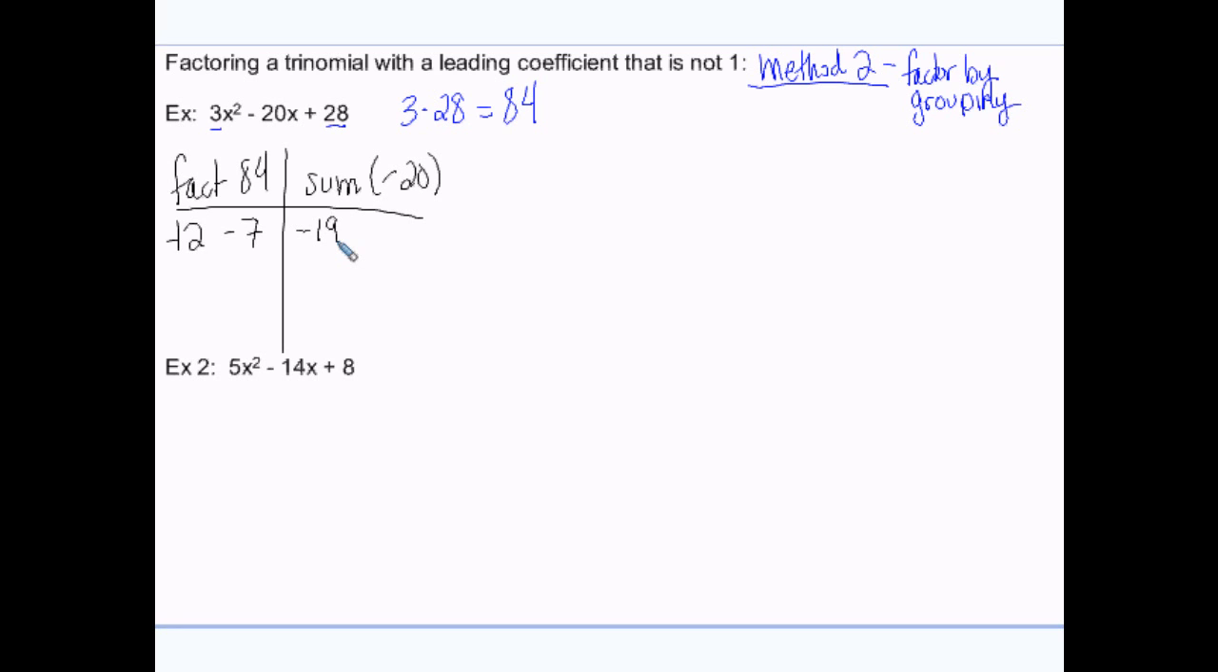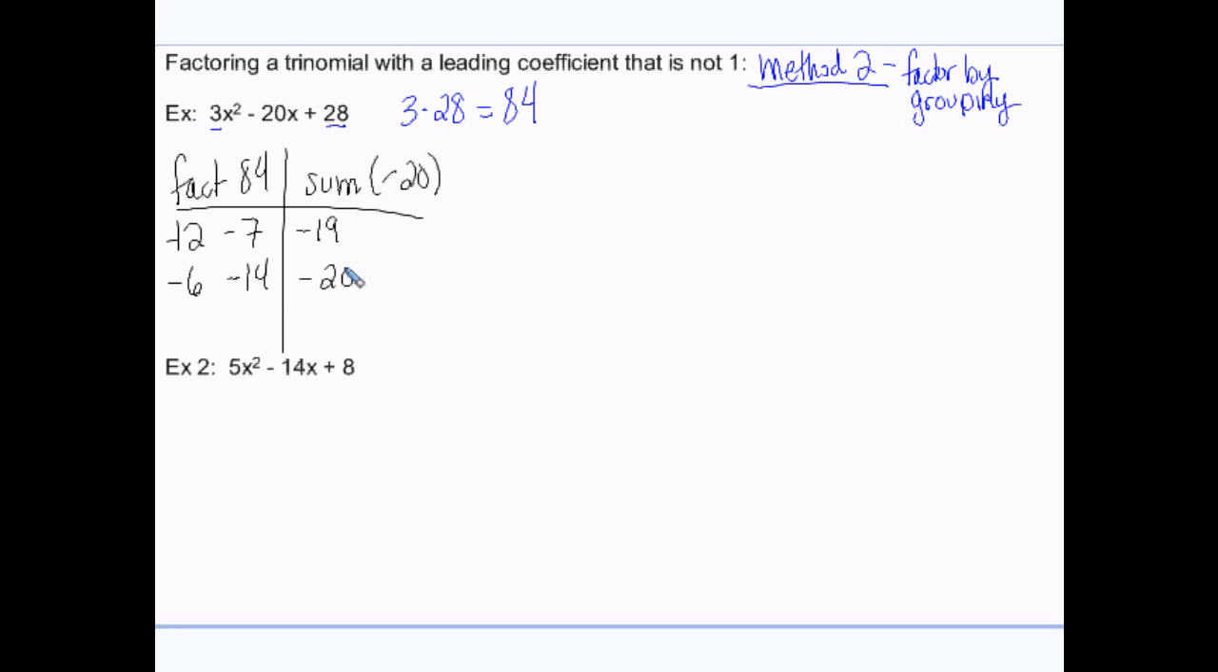What about, I was just about to say 14 and 6, because I can take the 2 from the 12 and give it to the 7, and turn that 7 into a 14, and turn this 12 into a 6. And I get negative 6 and negative 14, which does give me the negative 20.